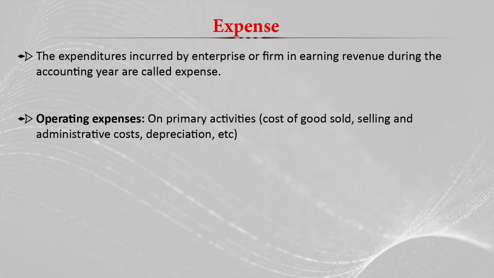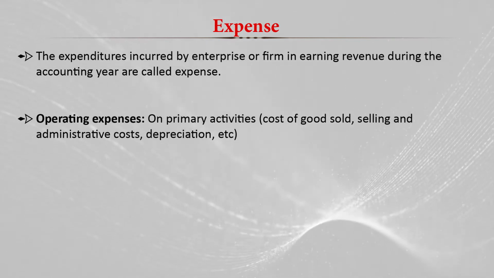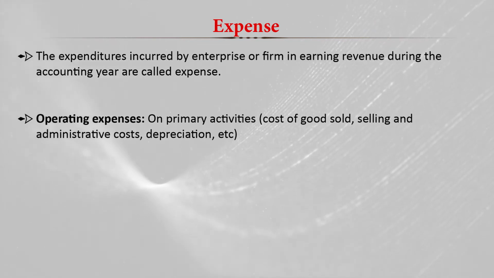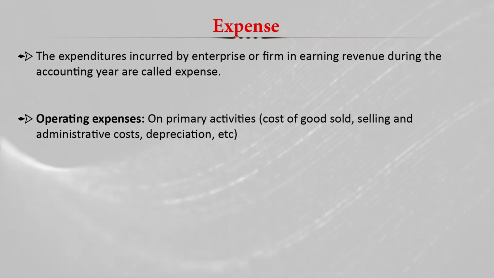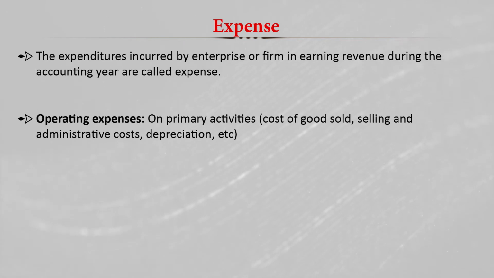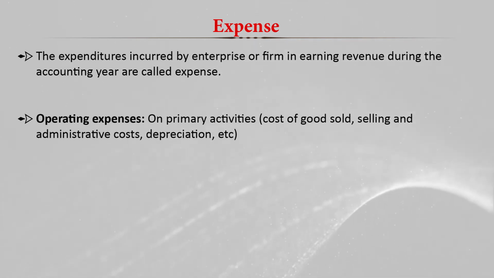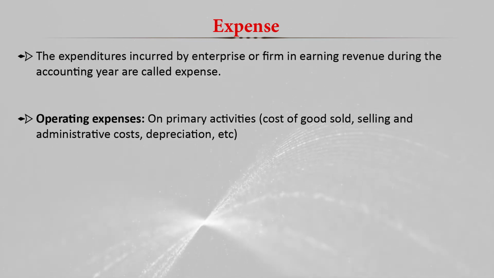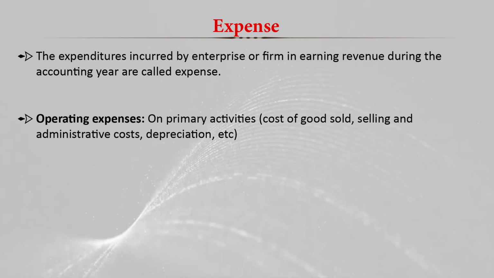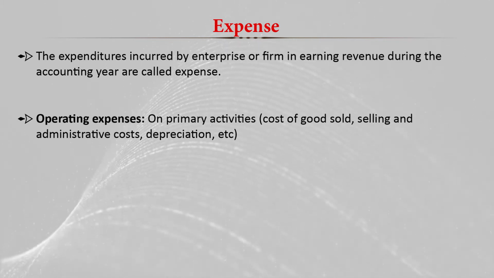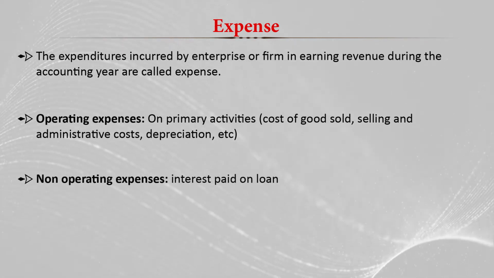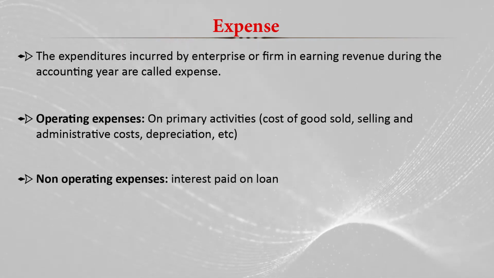Then selling and administrative costs, the marketing cost, and some fees paid to marketing organizations or commission agents are also part of the operating expenses. Depreciation is also included here, because if you are using some machinery and there is some wear and tear in the machineries, we have to include that in the operating cost. Then we have the non-operating expenses, like interest paid on a loan.